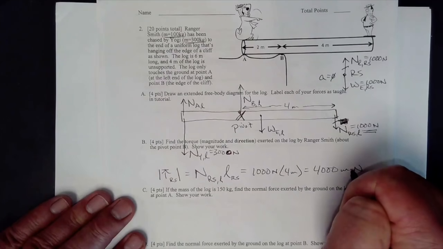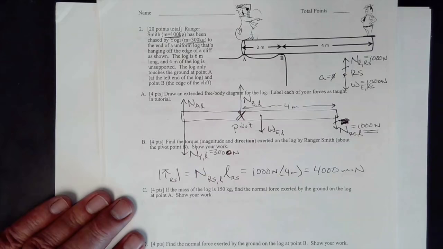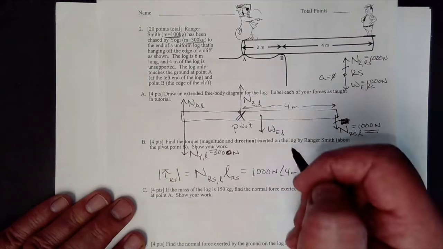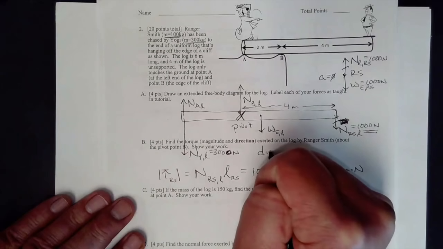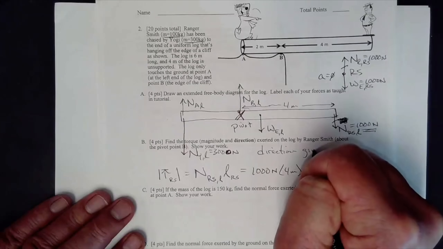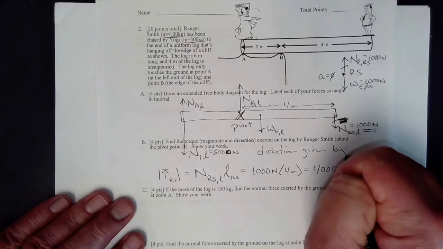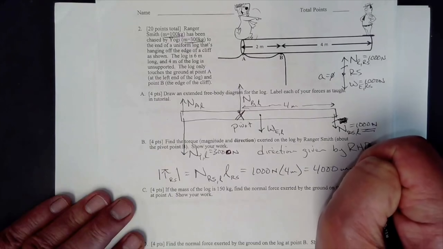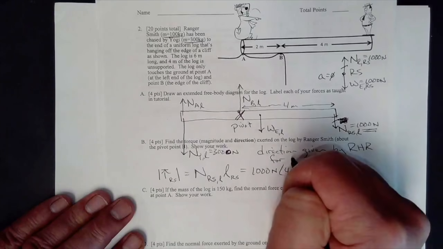Now I could also call that a Newton meter, but we've reserved Newton meter, we call that a joule, and we reserve that for energy. And this is not an energy, this is a torque. Now the direction is given by another right-hand rule for torque.